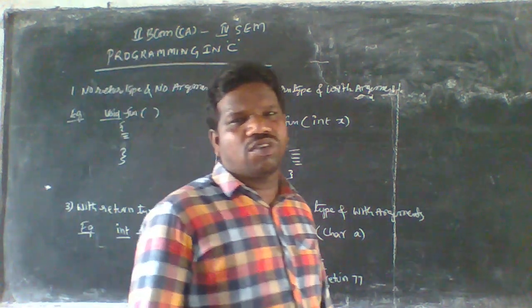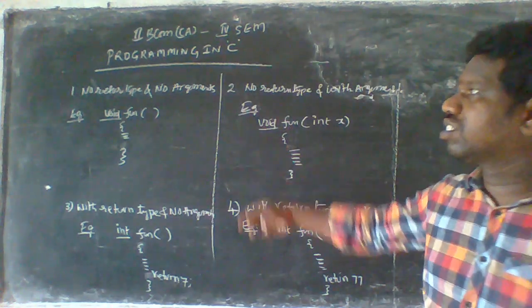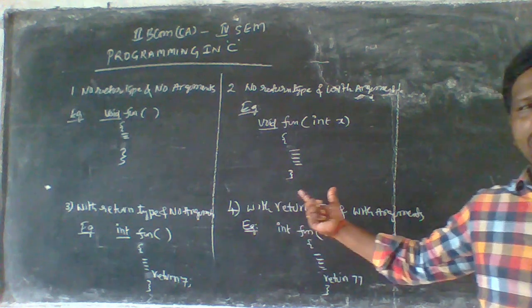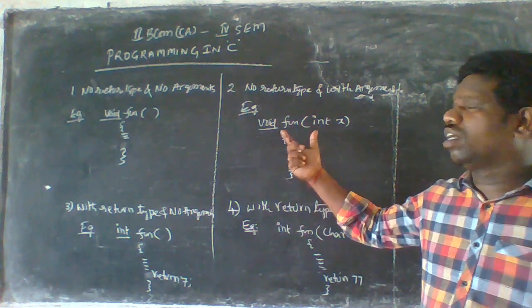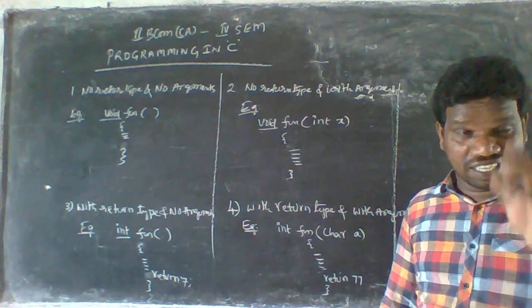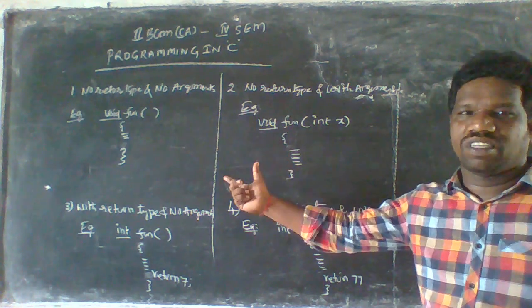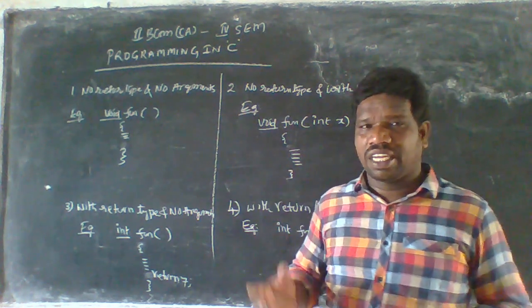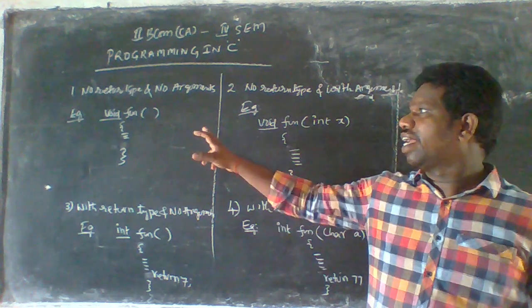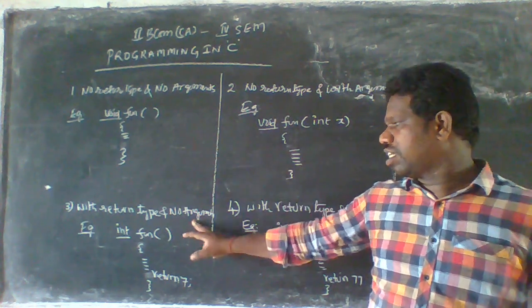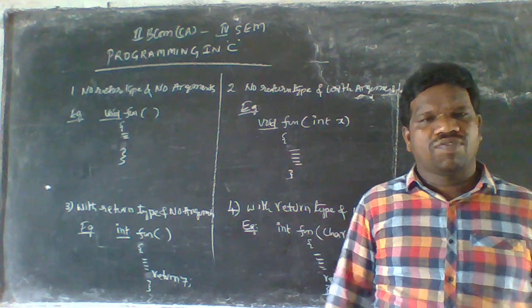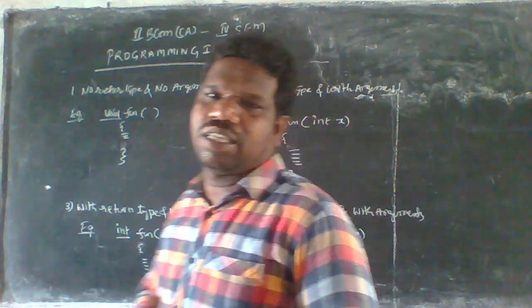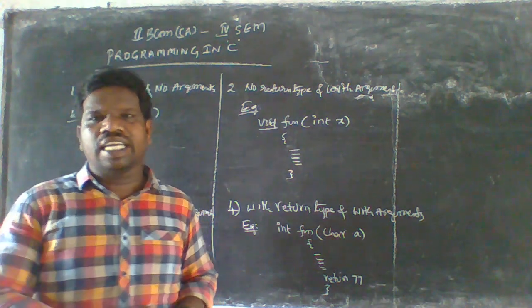So these four are the function types while using user defined functions. This is called a user defined function type, and we have to use all these types of functions. If you are using any function, that function should be either this type, this type, this type, or this type, not the remaining rest of the functions. So this is what we call functions and its types.